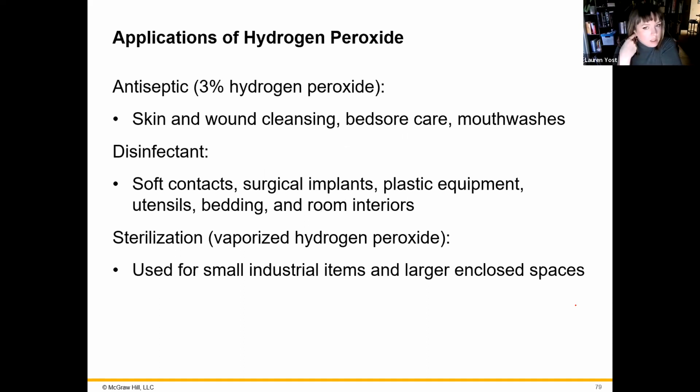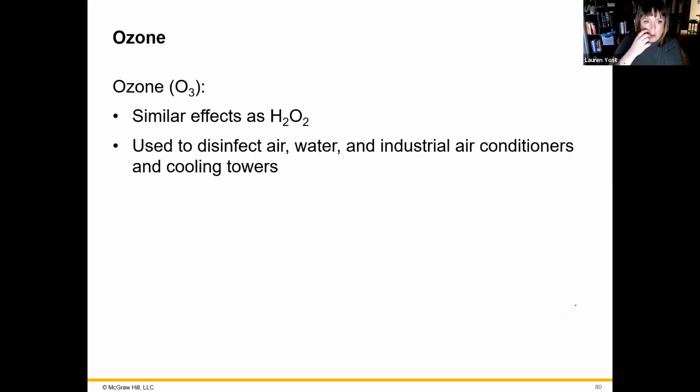Okay, so wound cleansing, bed sore care, mouthwashes, we said that already. You can also use this to disinfect your soft contacts, surgical implants, plastic equipment, utensils, bedding, and room interiors as well can be cleaned with hydrogen peroxide. You can sterilize using a vaporized, almost gaseous form of hydrogen peroxide for treating small industrial items and larger enclosed spaces. Ozone has similar effects. It's going to cause similar damage. Think about it the same way that you can with the hydrogen peroxide.